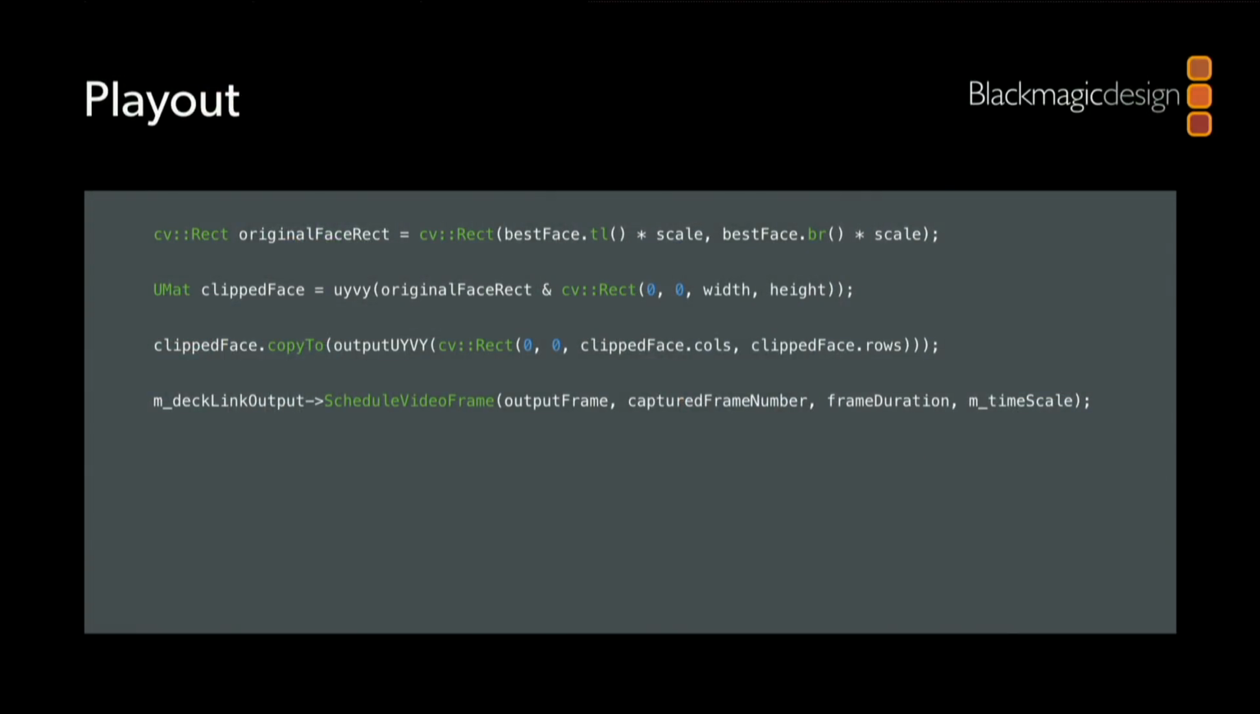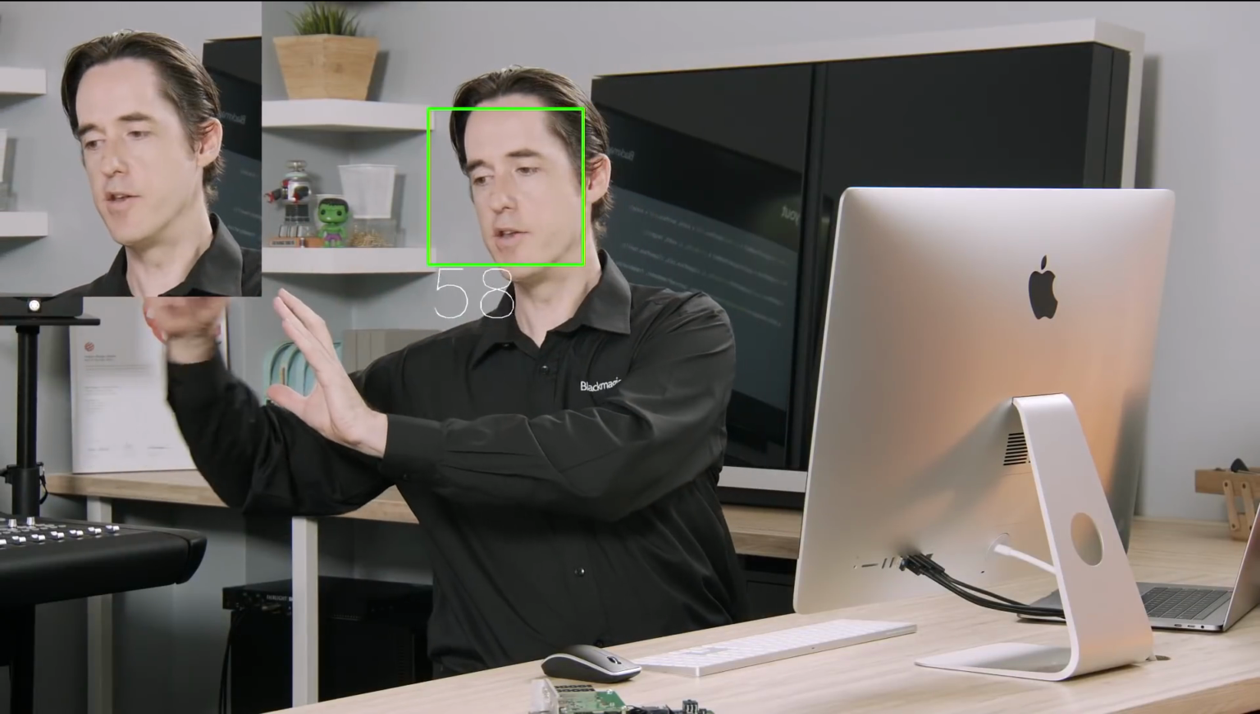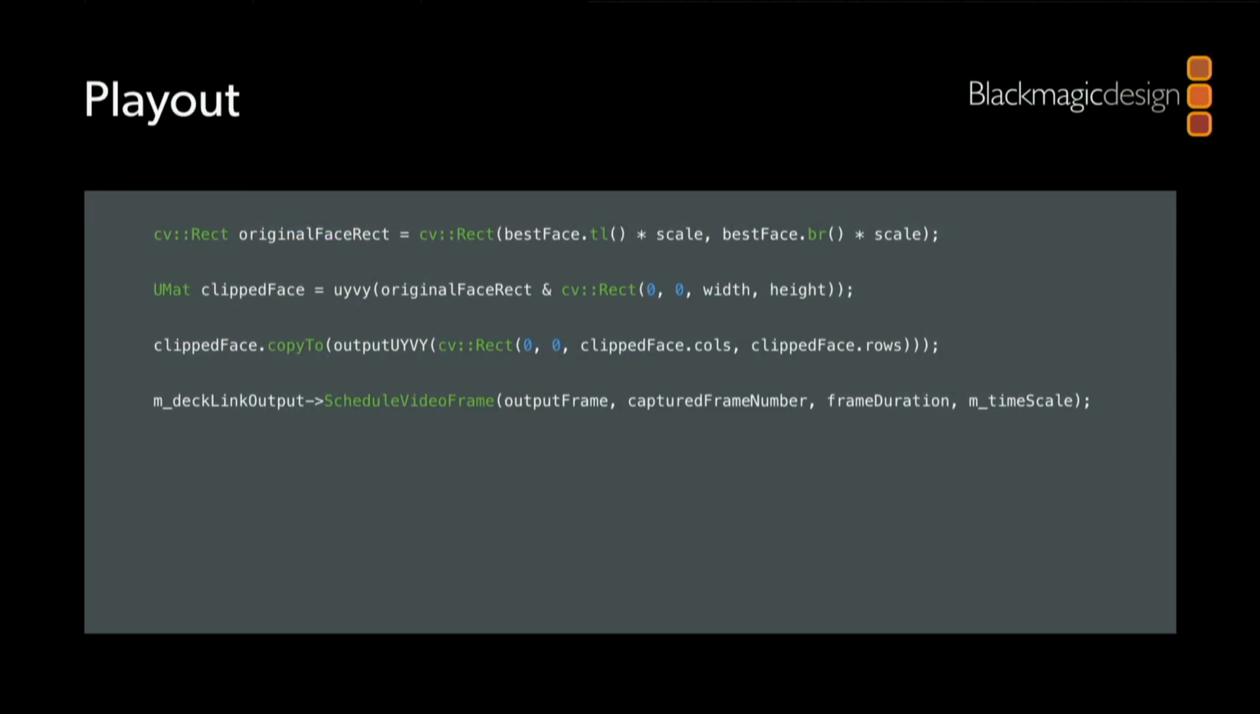The code for that involves taking that best face rectangle, scaling it back up into the original 4K dimensions of our output frame. Now, sometimes we need to clip it because a face might be detected on the edge of the frame and the coordinates for that rectangle might fall outside the frame. So we need to clip that to our output frame dimensions. And then a very convenient function, copyTo, we can copy to the output frame that original rectangle, and our output coordinates will be the top left, 0, 0, and then the width and the height of the clipped rectangle. The final call there, ScheduleVideoFrame, is a DeckLink call, and that tells DeckLink to take that output frame and schedule it into the SDI stream in the next position.